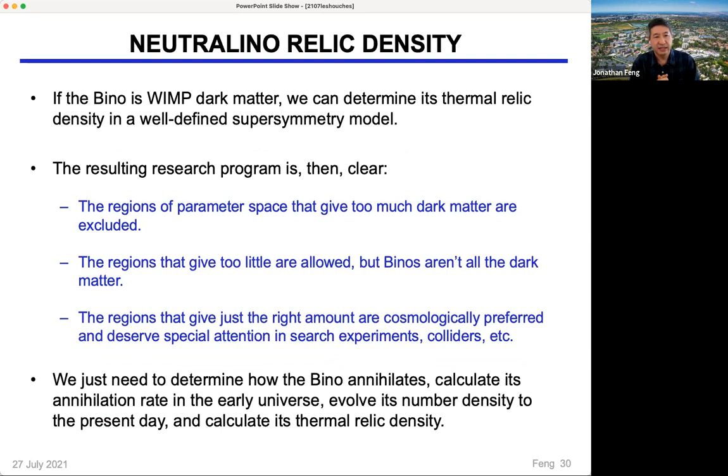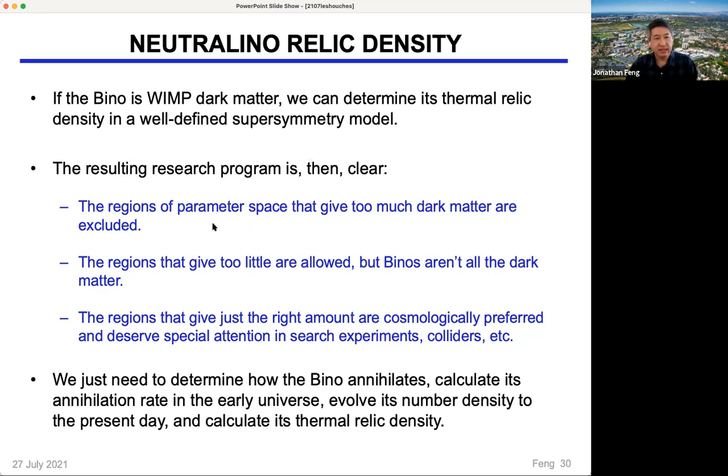Okay, so let's go on. So now we have reason to think that the Bino really is a WIMP candidate. And now we can take this seriously and do some hard work. What does this hard work entail? Well, we should calculate its thermal relic density in some well-defined supersymmetry model and figure out, what is it? We know already from the WIMP miracle that it's going to come out somewhere in the ballpark of the right number. But of course, somewhere in the ballpark is not good enough. We've measured it to 1%.